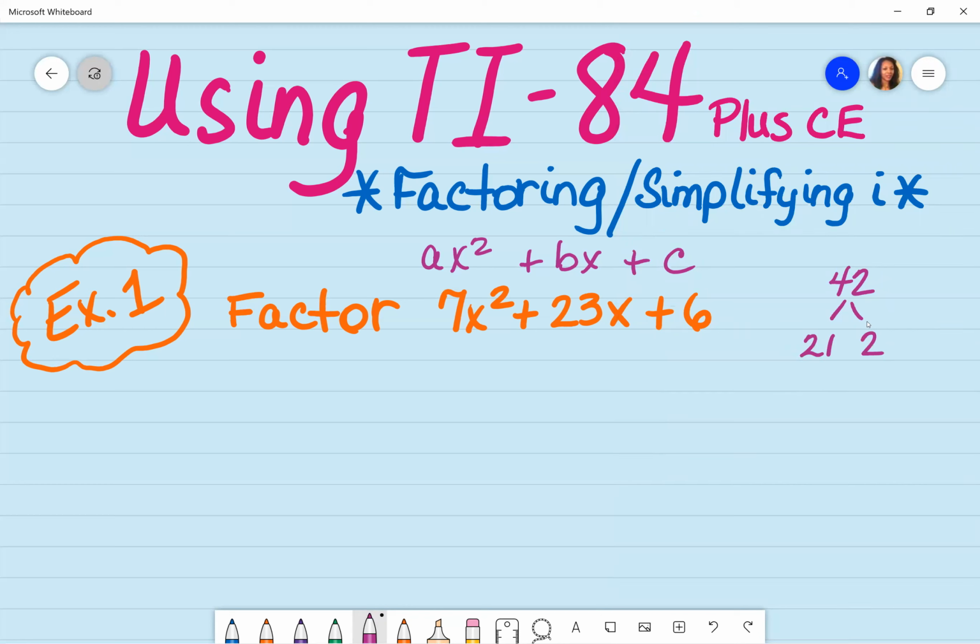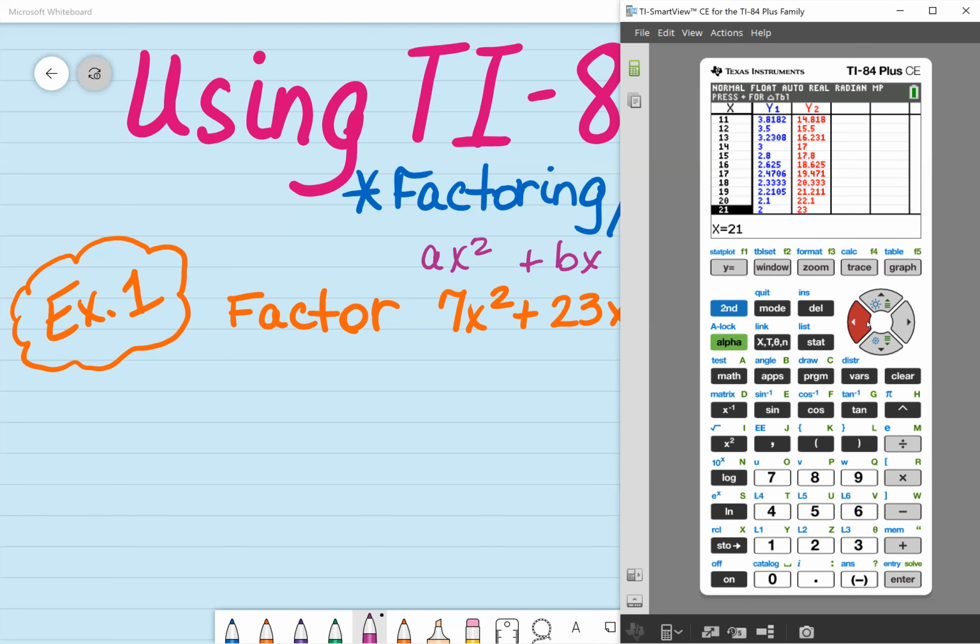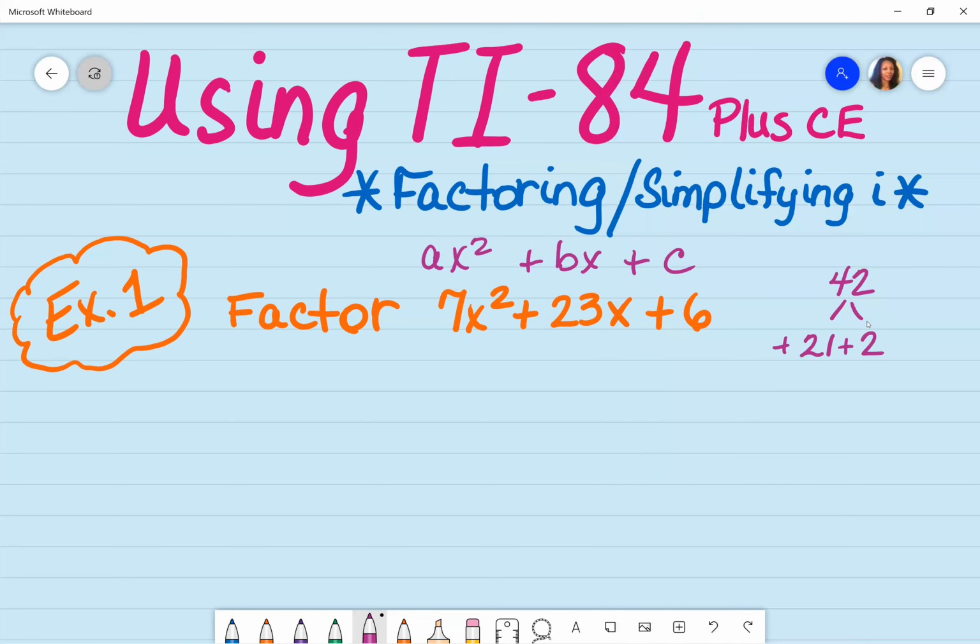You also pay attention to the sign. The calculator will tell you the signs. So if it was a negative, it would have had it in front of it, but it doesn't. It just has 21 and 2. So I take that information if I choose to use the box method.